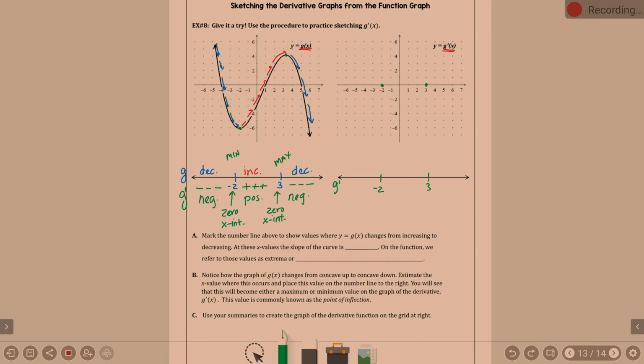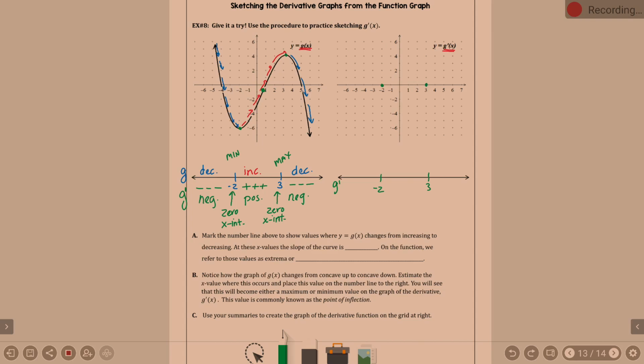I don't know, where does it change? Almost 1, yes? I have 0.8 written down. It's somewhere before 1, yes? Before 1, I wouldn't be against 0.5. But 0.8, 0.5, something along there. So that right there is our point of inflection.